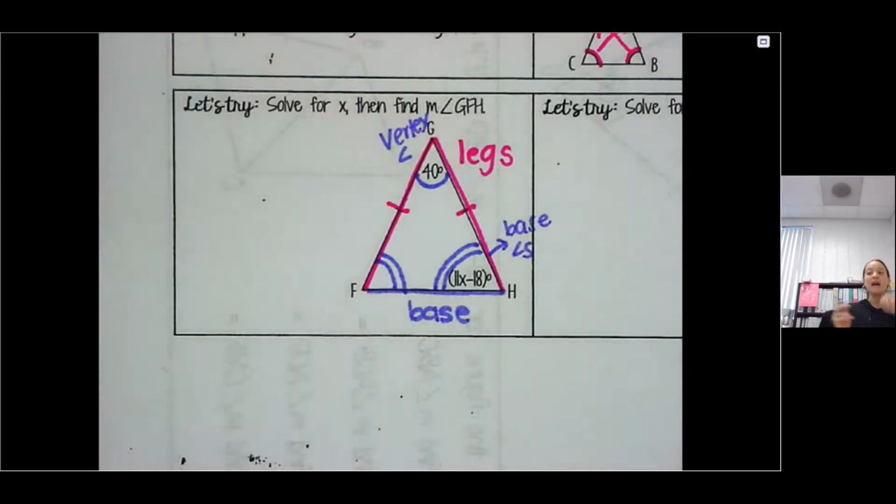Okay, so now we've got everything marked up. So here's what you know so far in this picture. You know angle G is 40 degrees. You know angle H is 11x minus 18 degrees. And I want to solve for x first. Who can tell me what you think you should do for this problem? Kiki, what do you think?